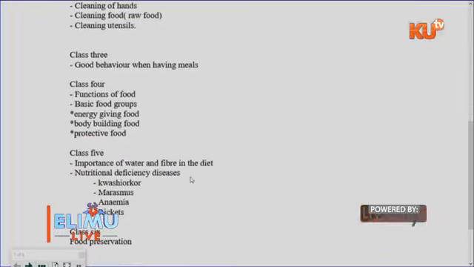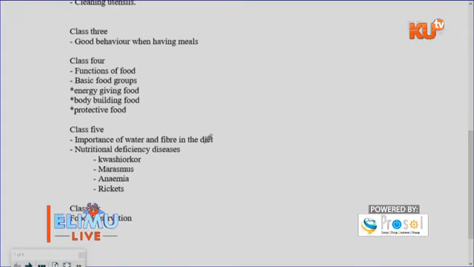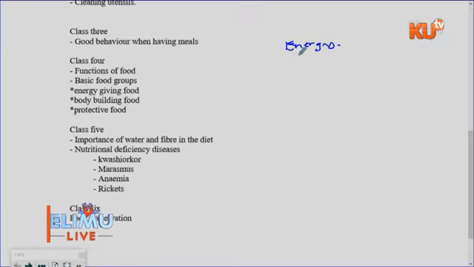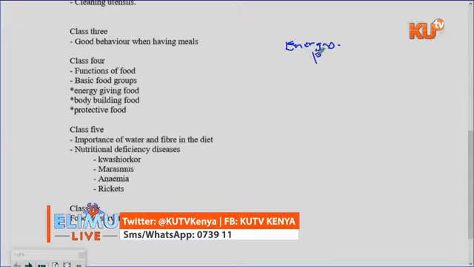In class 4, we learned about the functions of food. The first function of food is that it gives us energy. The second function of food is that it protects us from sickness. The third function of food is that it enables us to grow, and it also makes us stay alive.